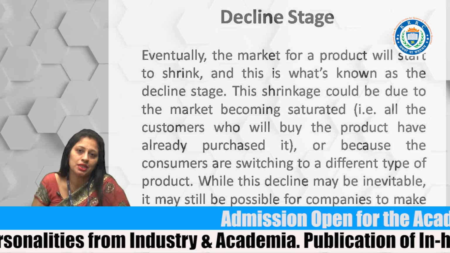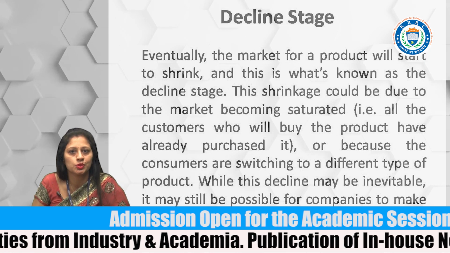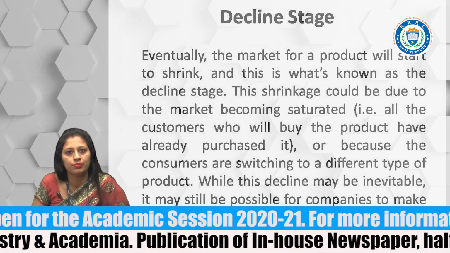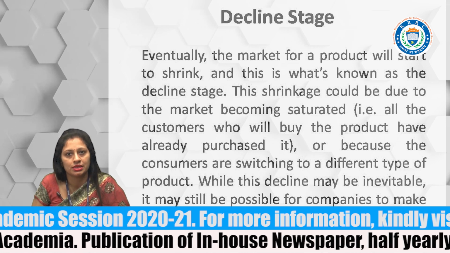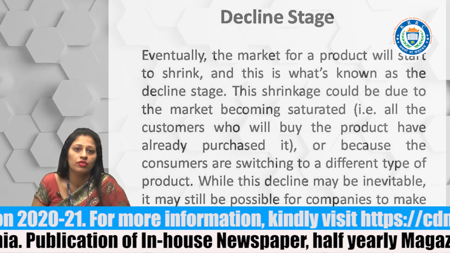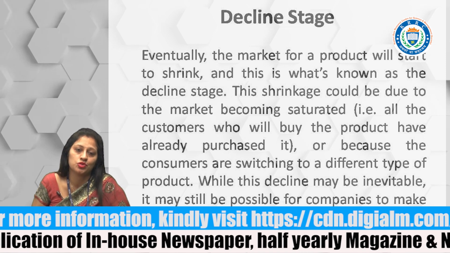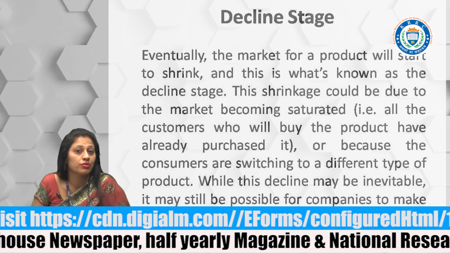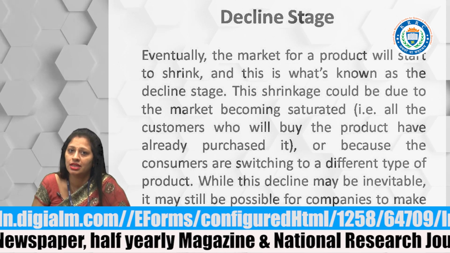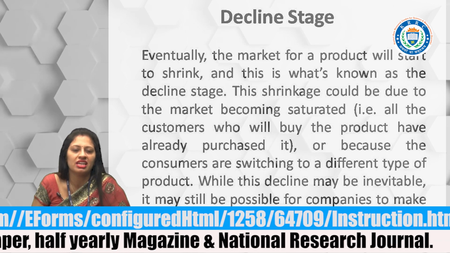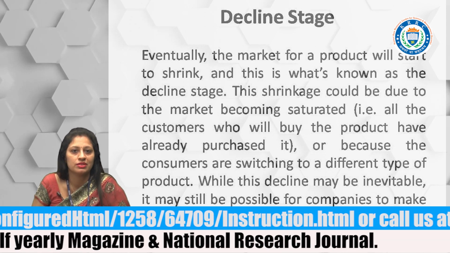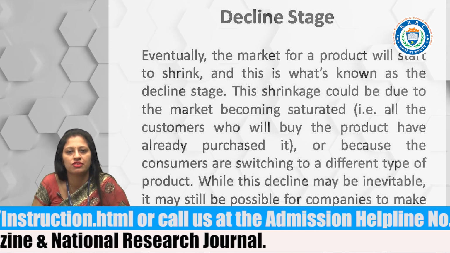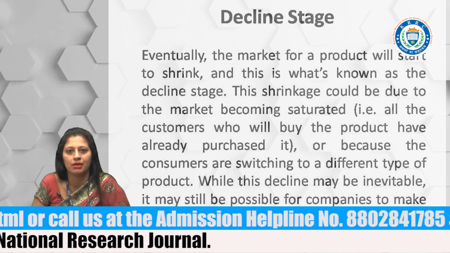Next, we have the declining stage. Eventually the market for a product will start to shrink, and this is what's known as the declining stage. This shrinkage could be due to the market becoming saturated, that is, all the customers who will buy the product have already purchased it, or because consumers are switching to different types of products available in the market. While this decline may be inevitable, it may still be possible for companies to make some profit by switching to less expensive production methods and cheaper markets.